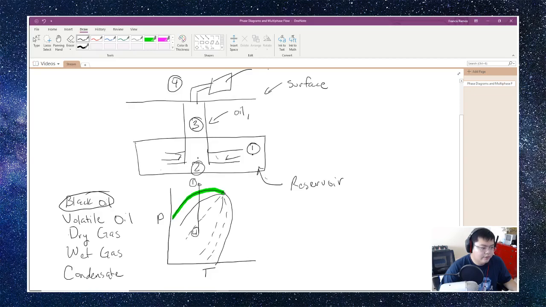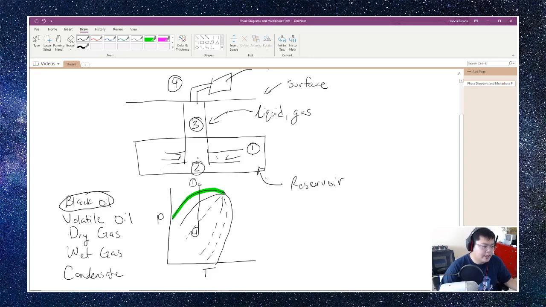We have liquid. We can't say oil. We have liquid, and we have gas. And the reason why I can't say that we have oil is because we can't confirm nor deny that there is a possibility that there is water in the reservoir. Don't worry about that. Just stick with me for now. But so we have liquid.